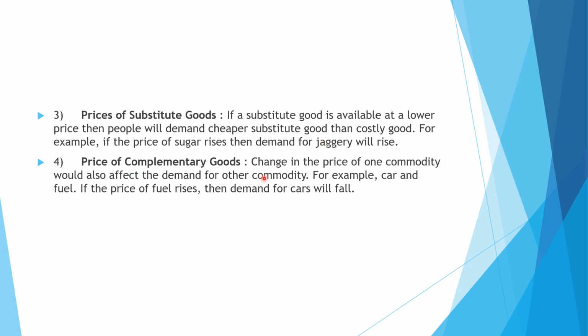Price of complementary goods. Change in the price of one commodity would also affect the demand for another commodity. So they have taken the example of car and fuel. If the price of fuel rises, the demand for cars will fall. If the price of petrol or diesel is going to increase, people will not buy a car because they cannot afford to pay the price of the fuel to fill the tank. So they think that I will better go by public transport.